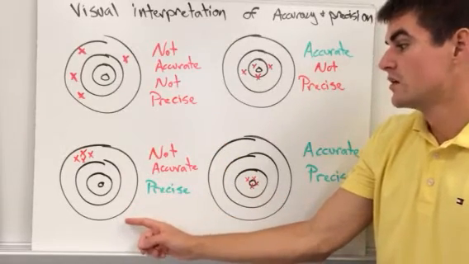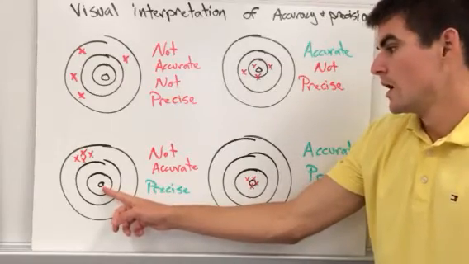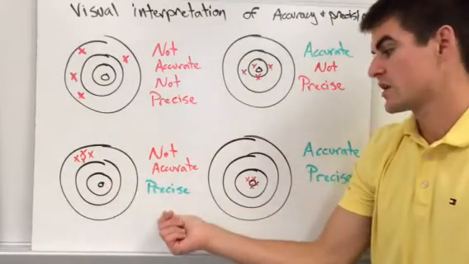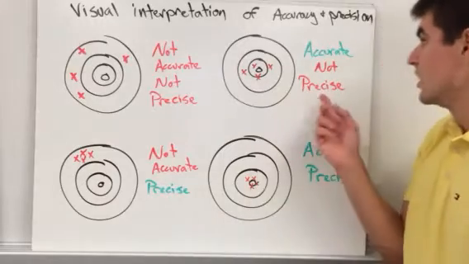This one down here, we missed the center, what we were aiming for. So it's not accurate, but all of our shots were really close together. That's precise. That's the second part of that definition we gave you.